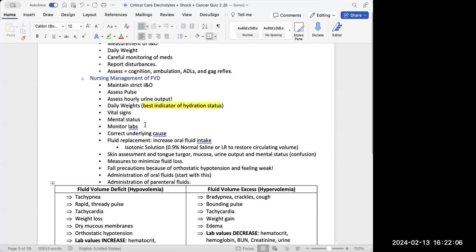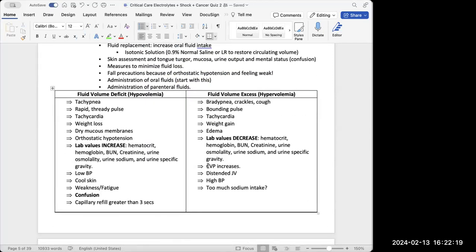Vitals, mental status, labs, fluid replacement. Someone said isotonic solutions, right? Because we need to increase that circulating volume, skin assessments, and fall precautions, okay? And something else that I like to add is that if you know fluid volume deficit, you know fluid volume excess because it's the complete opposite.